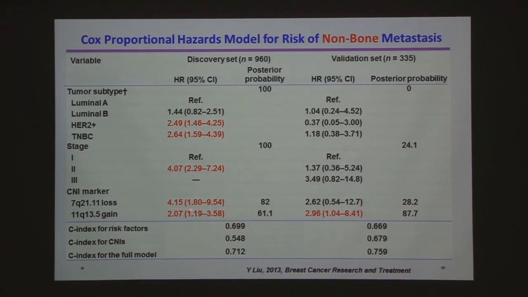When we added in the markers right here, this 7q21 increased, there was a 4.15 increased risk, which was pretty significant. And the marker here, the 11q, was about a 2-fold risk. And then when we calculated the model to determine prediction, the C index with just these risk factors was about 70%. And actually, the copy number didn't do much better than just flipping a coin, but when we incorporated them together, the improvement was about 71%. And here, the validation seemed like it was going in the same direction.